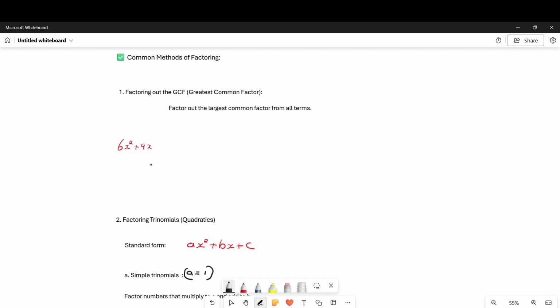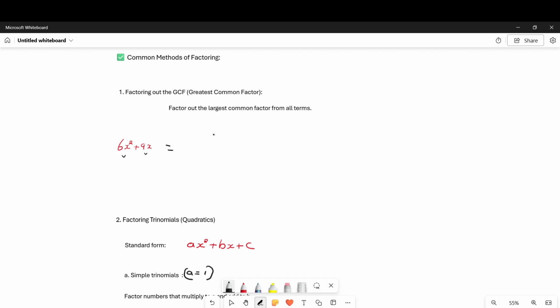I'll show you. Let's take an example like 6x square plus 9x. Let's see what the largest common factor is here. There is an x here and an x here. 6 is here, then 9. What is the common factor for 6 and 9? It's 3. And for x square and x, the common factor is x. So here we are going to pull out 3x from each term.